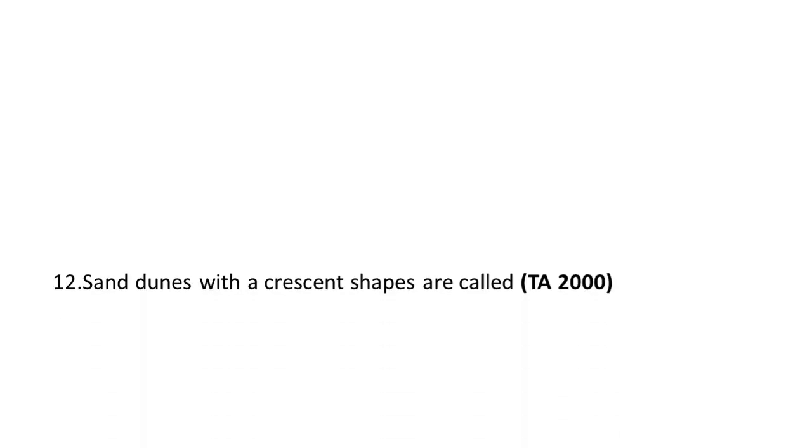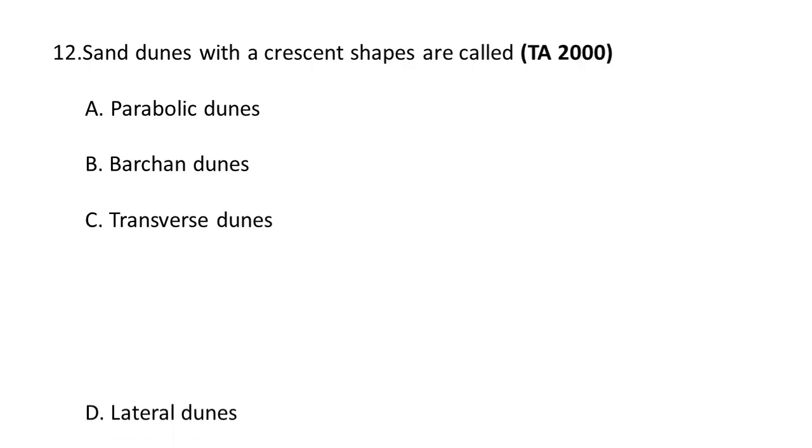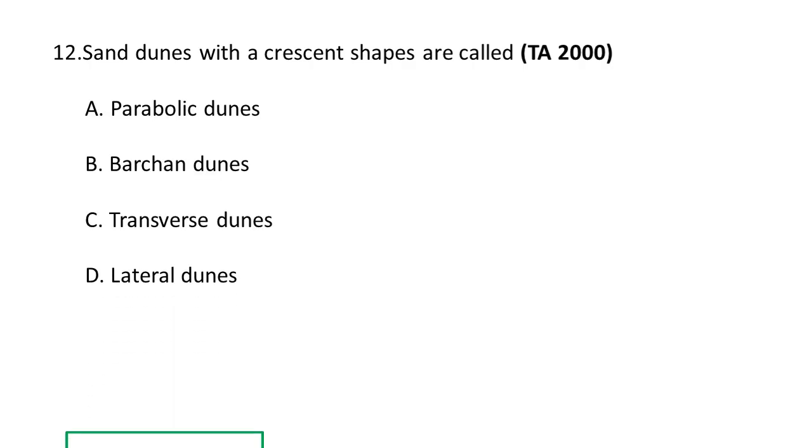Next question. Sand dunes with a crescent shape are called A, parabolic dunes, B, Barchan dunes, C, transverse dunes, and D, lateral dunes. Sand dunes with a crescent shape are known as the Barchan dunes. The term was coined in 1881 by Russian naturalist Alexander von Middendorf, and these are common in sandy deserts all over the world. So sand dunes with the crescent shapes are known as the Barchan dunes. B is the correct option.